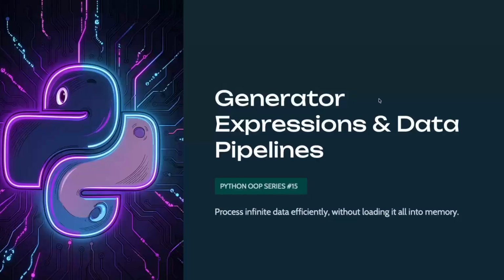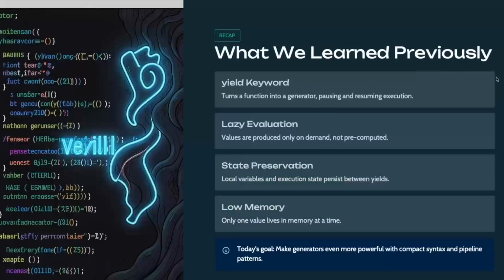By the end of this video, you'll understand why frameworks like PyTorch and TensorFlow rely heavily on these concepts. So let's get started. Now, before we dive into today's topic, let's do a quick recap. In the previous lesson, we learned that generators are created using the yield keyword. They produce values on demand, they preserve execution state, and they use very little memory. We also learned that a generator only computes values when they are requested. Today, we're going to make generators even more powerful by learning generator expressions and data pipelines.